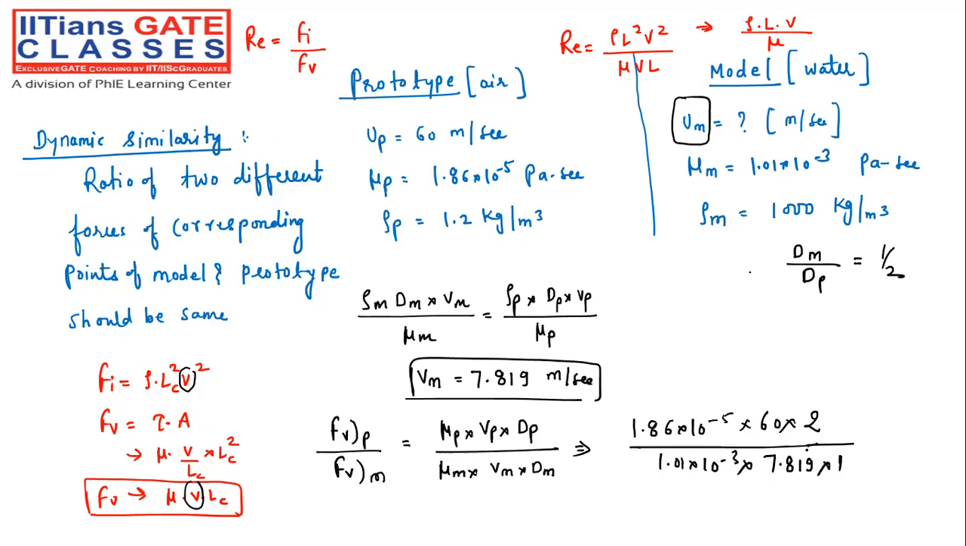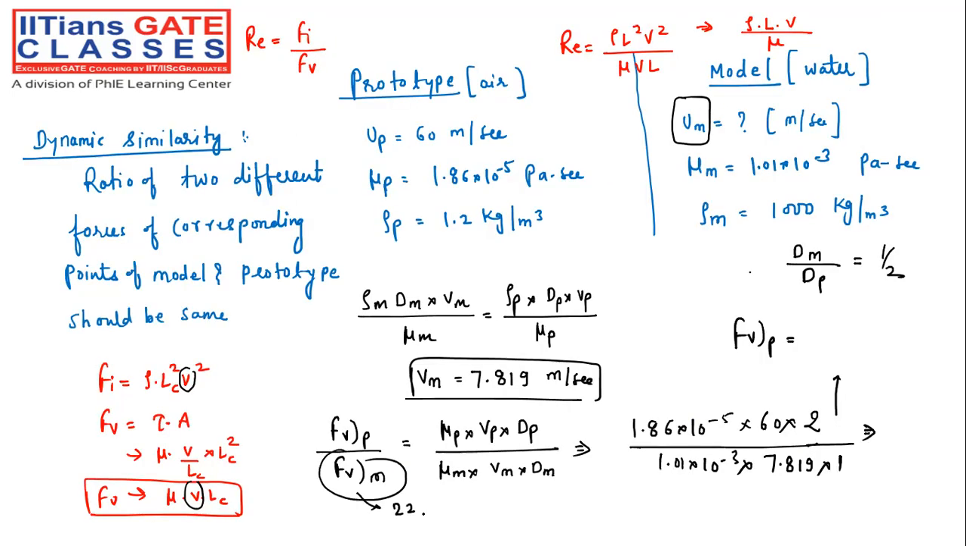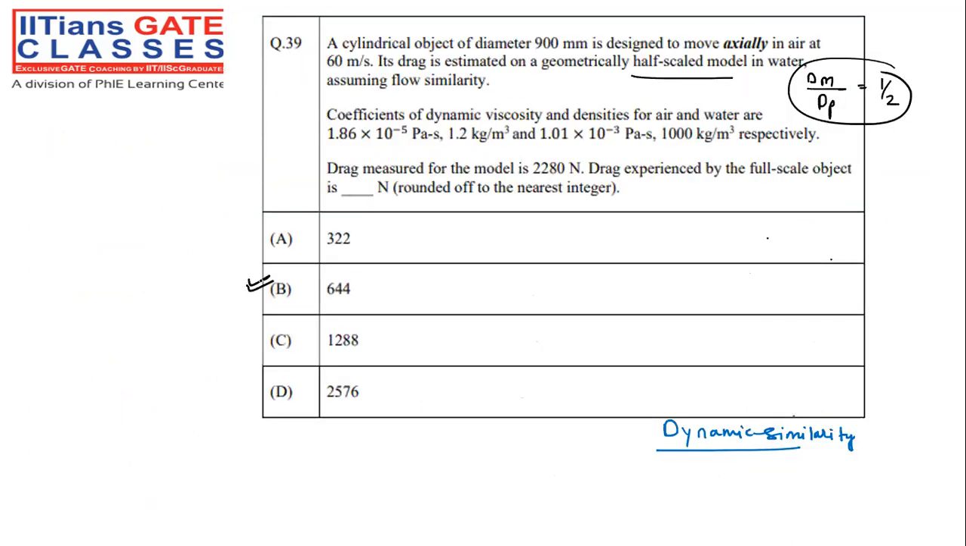Now, if you just calculate it by this one, the viscous force on the prototype, what will you be getting? The viscous force on the model they have given, that is 2280. This thing they have given in the problem. So if you just calculate, you'll be getting 644 Newton. That means option B is correct.